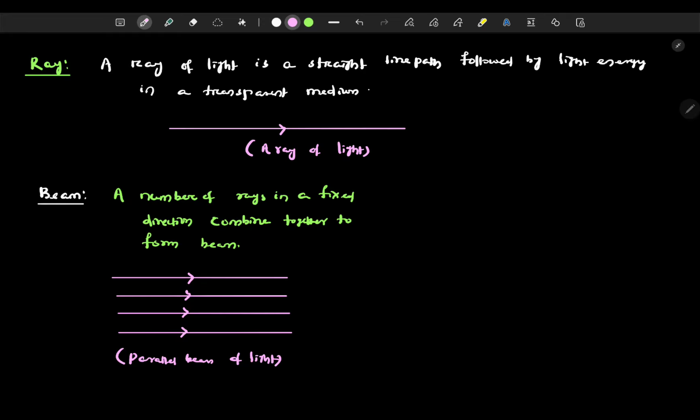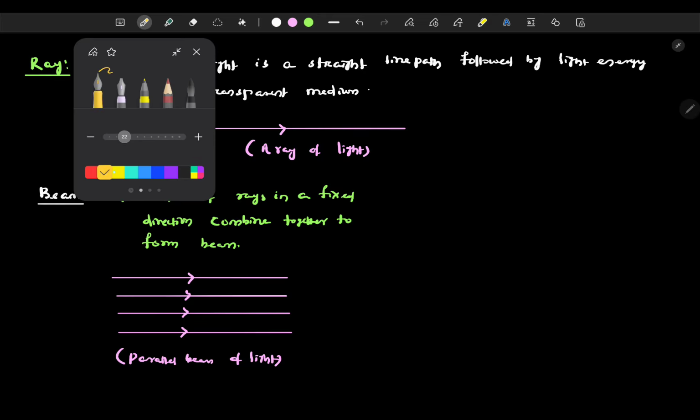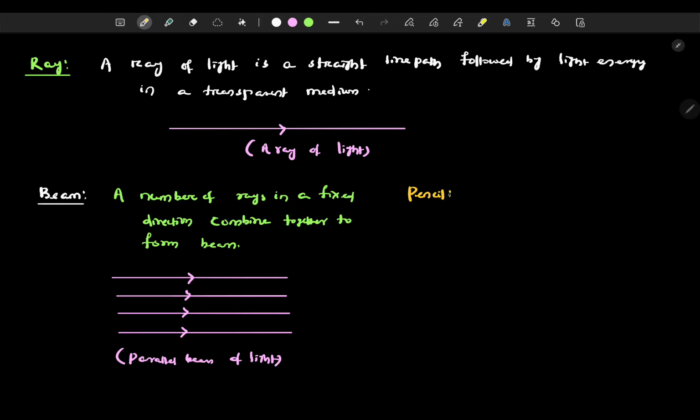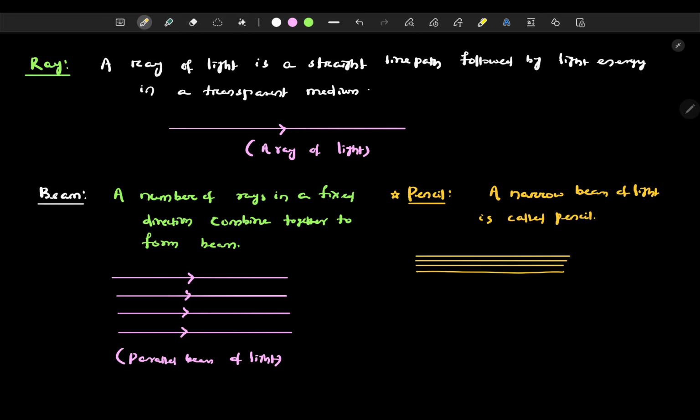Next is our pencil. What is pencil? It is also a common term in optics. A narrow beam of light is called pencil. When the width of the beam is very small, a narrow beam of light is called pencil. So in diagram, you have to draw like this. In the second figure, in that beam, there are 4 rays. In the third figure, I have also drawn 4 rays, but the width of the beam is very small. So this is called pencil, and the second figure is called beam.